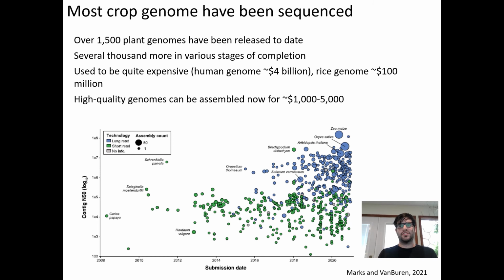And so here's a plot just showing the submission date and the quality, or contig N50, of genomes. This starts in 2008, and you can see in general over time the quality has gone up exponentially. This is a logarithmic scale, and the number of sequences that have been published has also gone up exponentially each year. And so now it's much cheaper and much easier to assemble reference genomes.